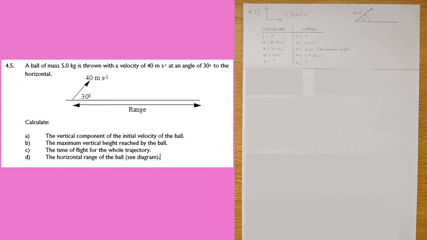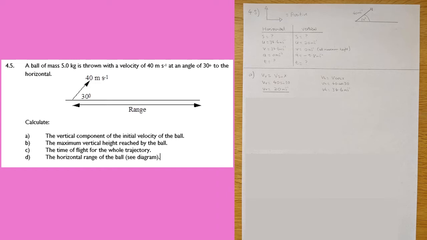So horizontally, we don't know the horizontal displacement. We're going to try and find that in part D. The initial horizontal component of velocity, we can find out by using v cos x. So 40 cos 30, which is 34.6. So I've added that in there. The final horizontal velocity just before the ball hits the ground will also be 34.6, and there's no acceleration horizontally as long as we ignore air resistance. We don't know the time of flight. We're trying to investigate that in part C.